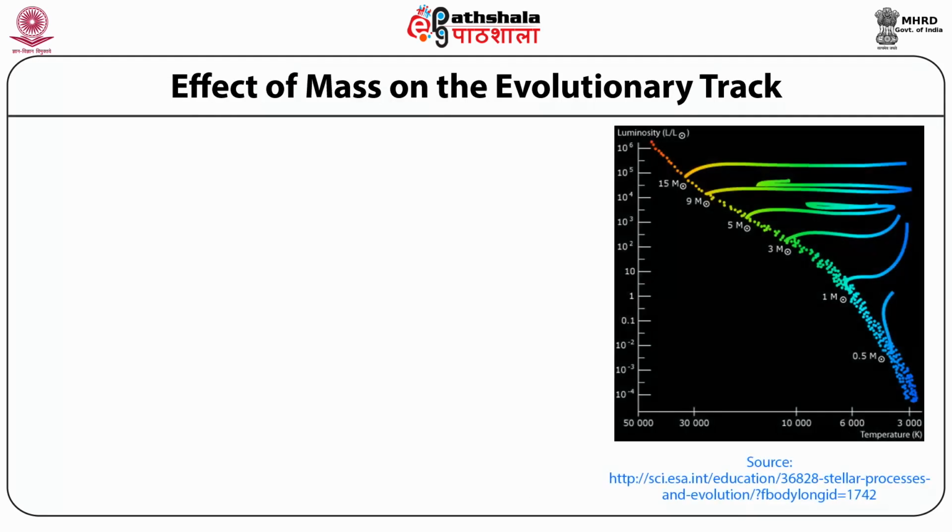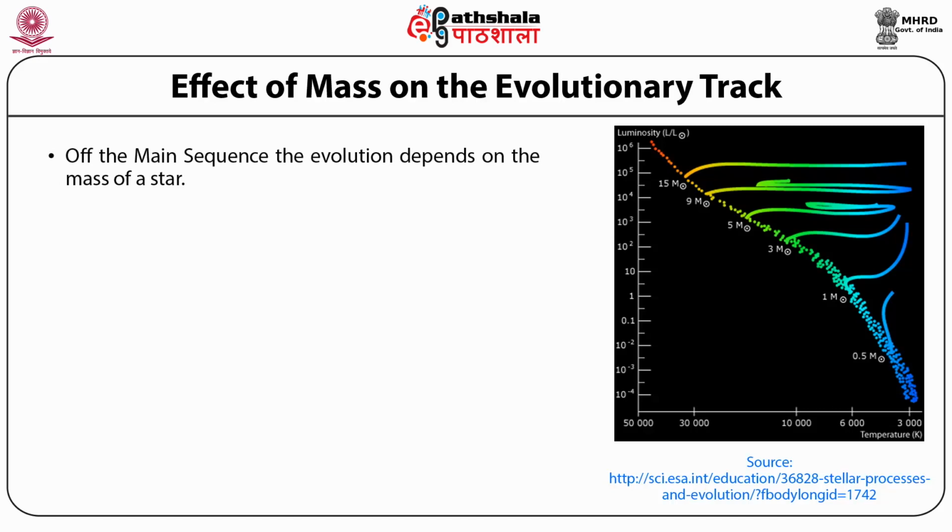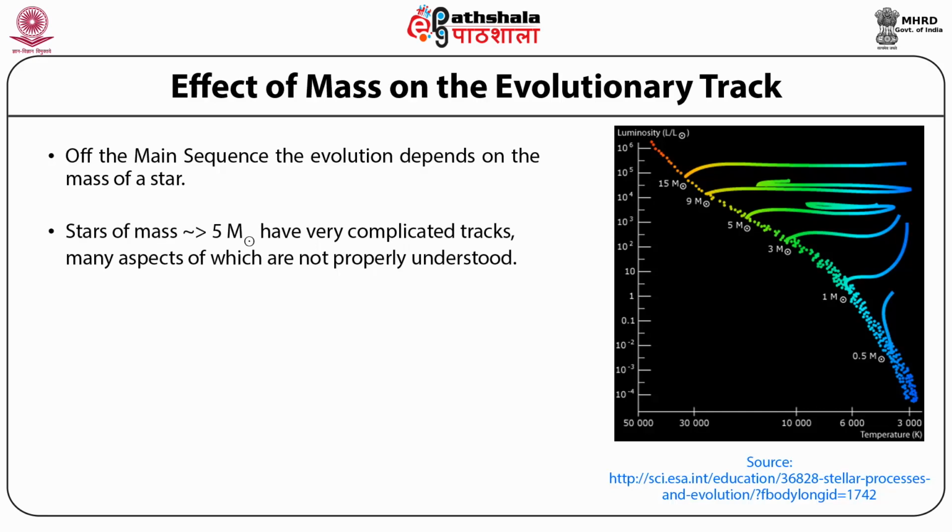This figure shows the effect of mass on the evolutionary track. Of the main sequence, the evolution depends on the mass of a star. Stars of masses greater than approximately 5 solar masses have very complicated tracks, many aspects of which are not properly understood.